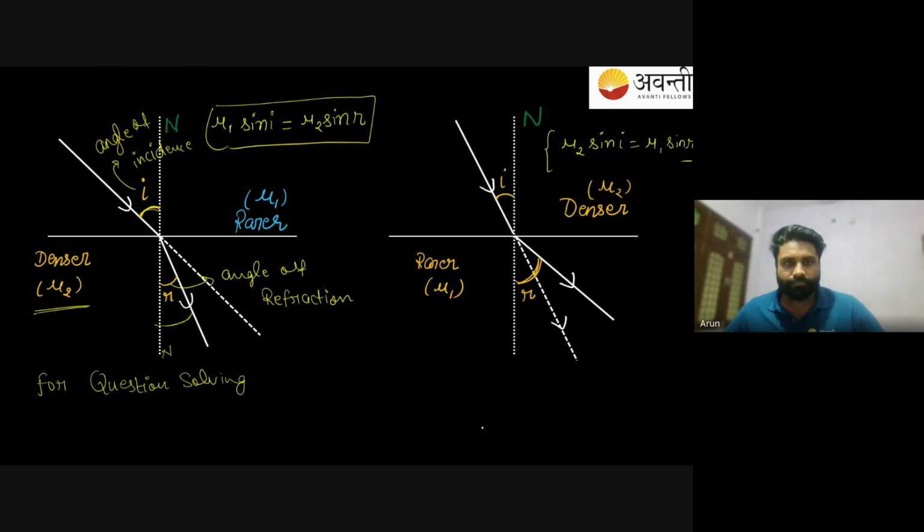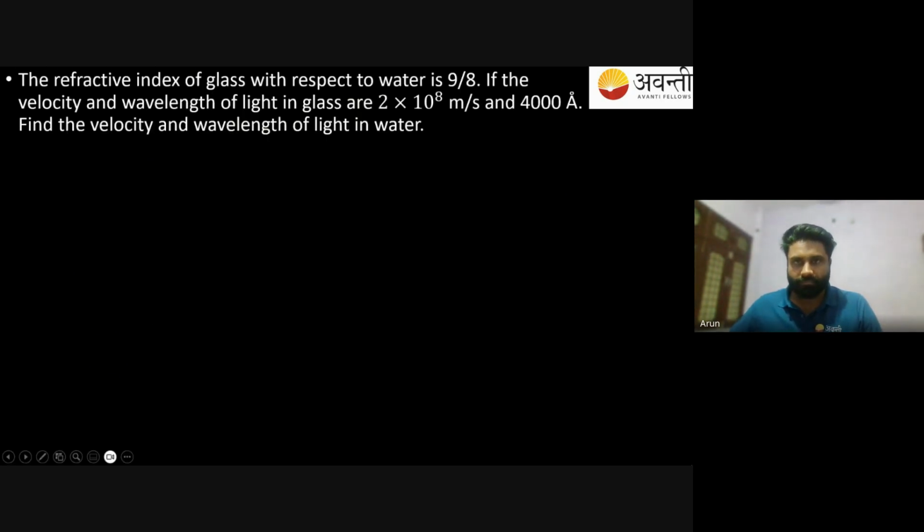Now I have to tell you, if the ray is going from rarer to denser medium, it will bend towards the normal. And if the ray is going from denser to rarer medium, it moves away from the normal. These two things you have to keep in your mind. Now solve this question. We are going to solve this question.